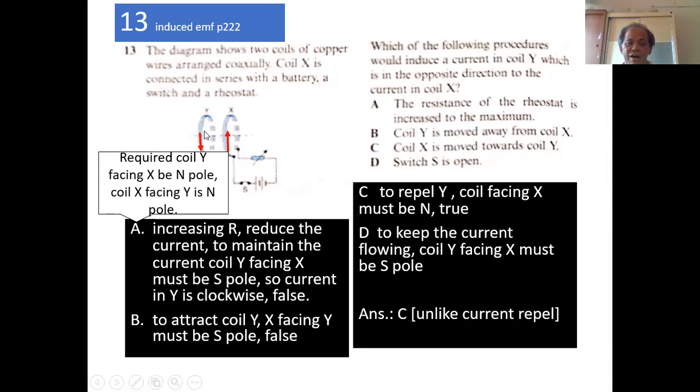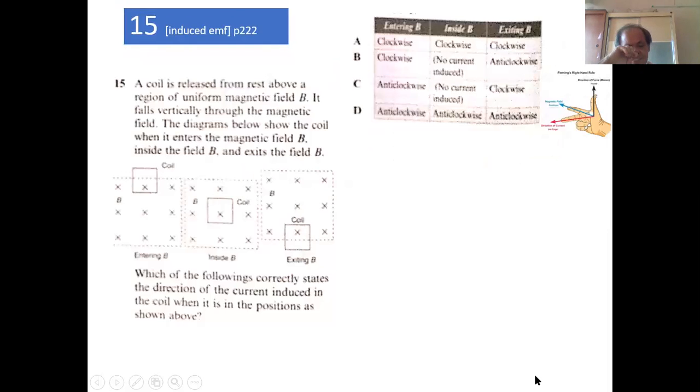So as I said, you are applying Lenz's law. It's going to repel, so that's the correct one. Answer C. You produce unlike current. Rather than going into the polarity, which is more complicated, understand what is required: you want unlike current, a repulsive force. So only C will give you a repulsive force. Now when you open the switch, you produce induced current in Y as well.